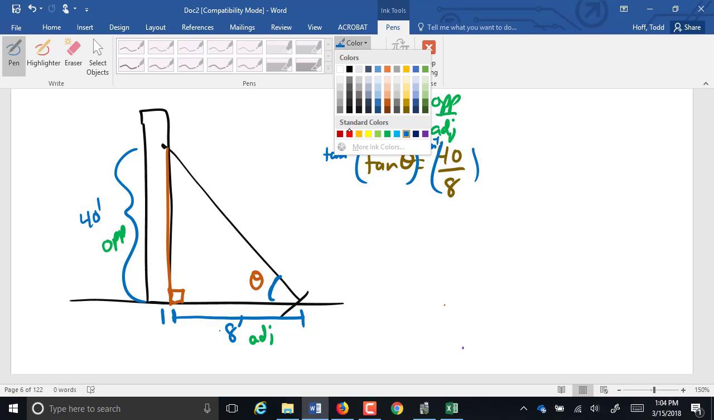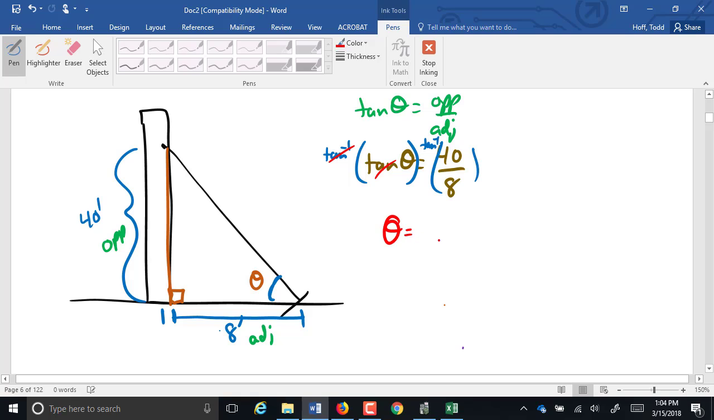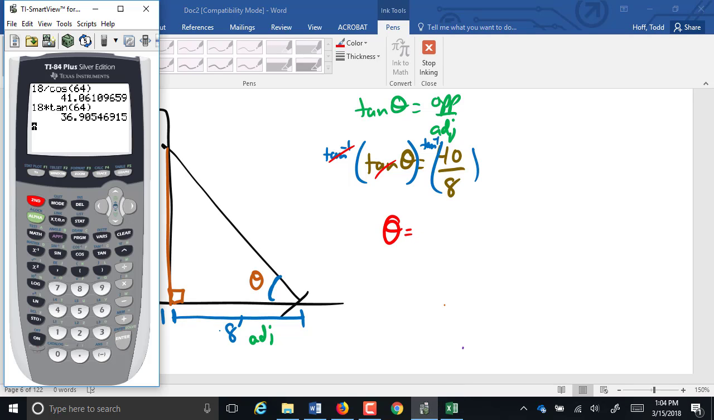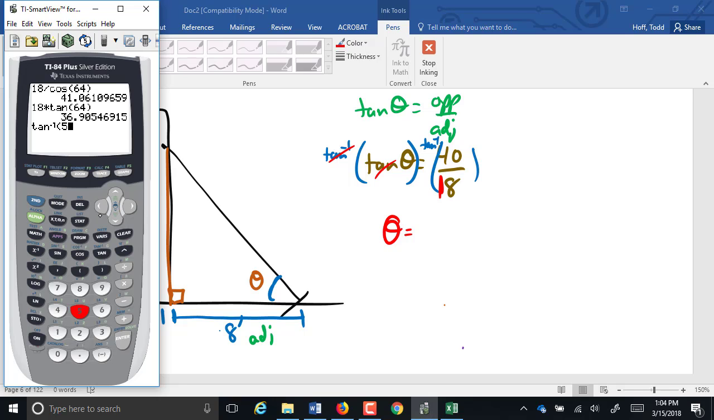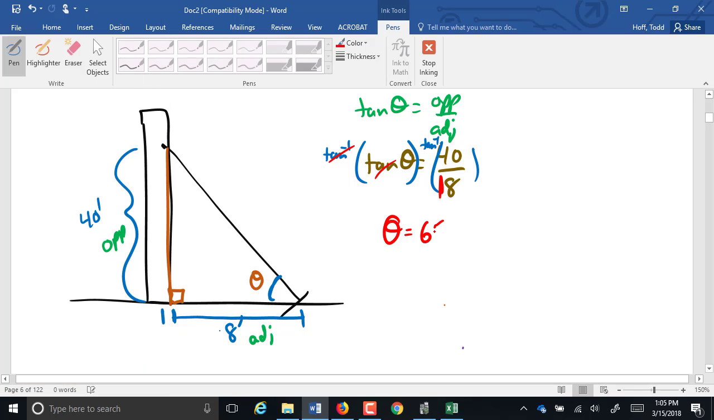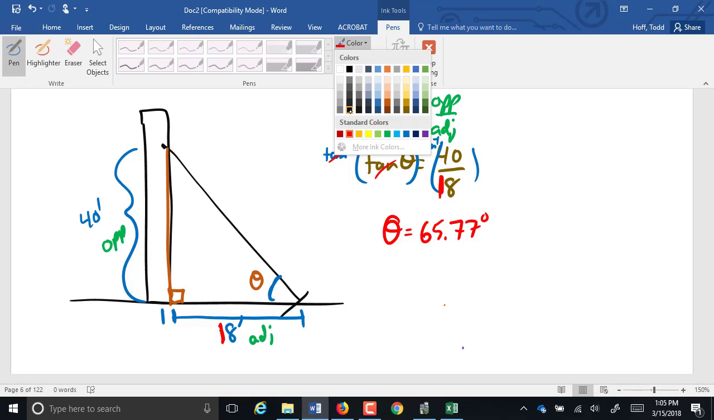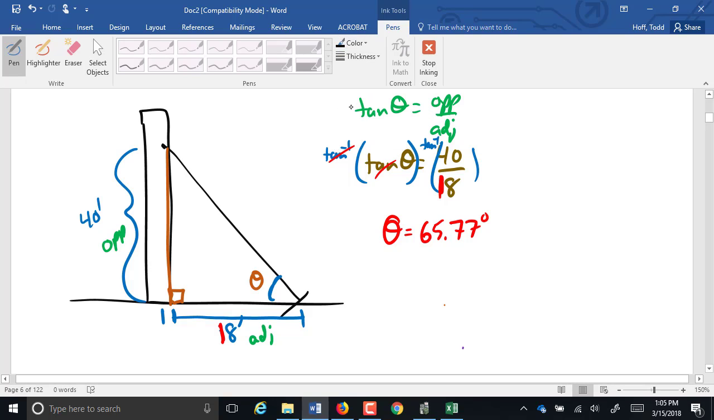So the inverse tangent and the tangent cancel out. Theta is the inverse tangent of 40 over 18. Not 5, my 1 disappeared. It should be 18, not 8. 65.77. There we go. This should have been 18 here. The 1 disappeared somehow. I had said 18 on that, at least I hope. So that's going to sit at 65.77 degrees.